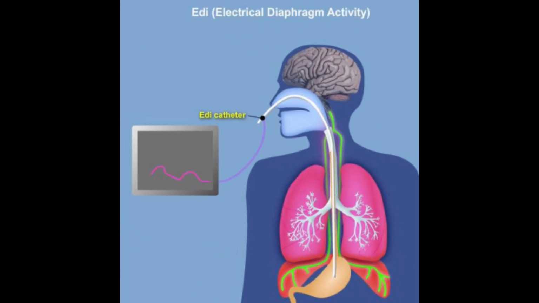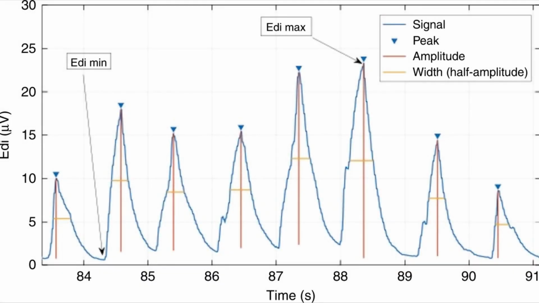To understand this better, let's have a look at the EDI graph. Here, the peaks of the graph represent a full expansion of your diaphragm and the minimas represent a contraction of your diaphragm, which concludes a whole cycle of inhalation and exhalation.